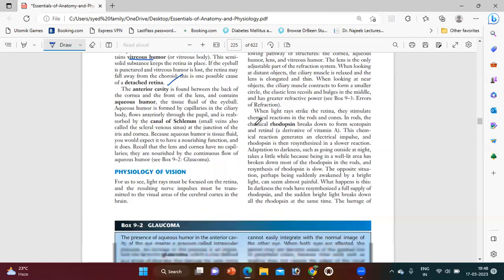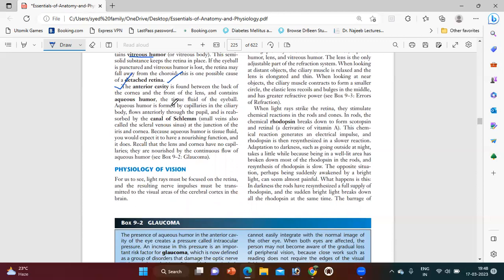Next, in the anterior cavity, what do we have? The anterior cavity is found between the back of the cornea and the front of the lens and contains aqueous humor, the tissue fluid of the eyeball. Aqueous humor is formed by capillaries in the ciliary body, flows anteriorly through the pupil and is reabsorbed by the canal of Schlemm, small veins also called the scleral venous sinus.